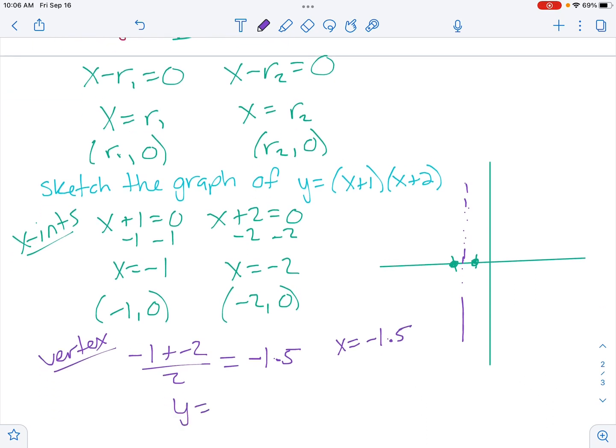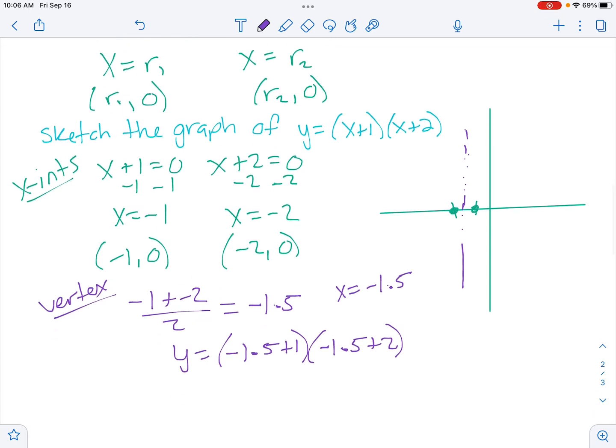Then I can figure out how far we go up and down by plugging that in. So we have y equals -1.5 plus 1 times -1.5 plus 2. So -1.5 plus 1, watch your negatives on this. -1.5 plus 1 would be -0.5. And then -1.5 plus 2 would be +0.5.